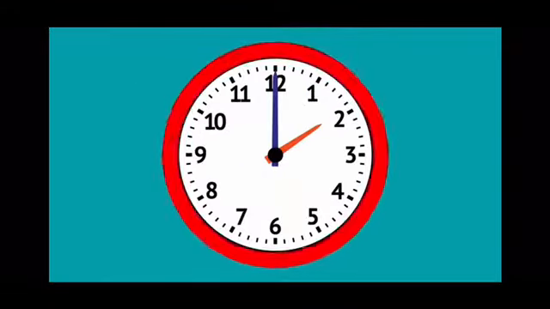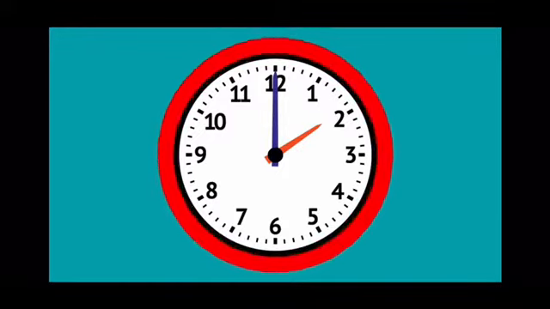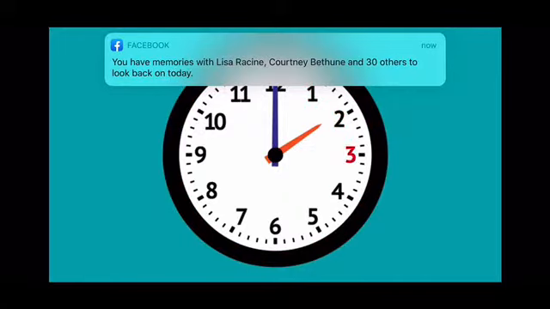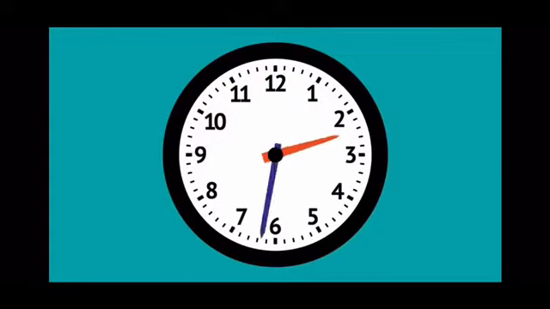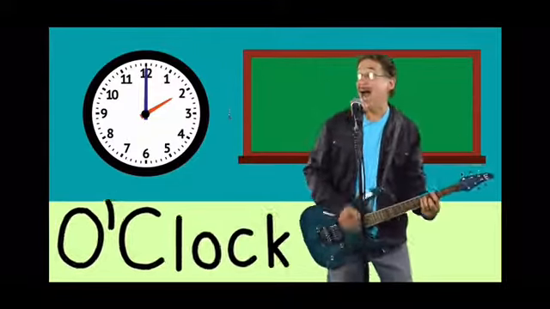Analog clocks can be the shape of a circle. The numbers on the clock go from 1 to 12. A short hand and long hand go round and round. Both hands go round all day and night. And we always say, oh clock, on the hour.